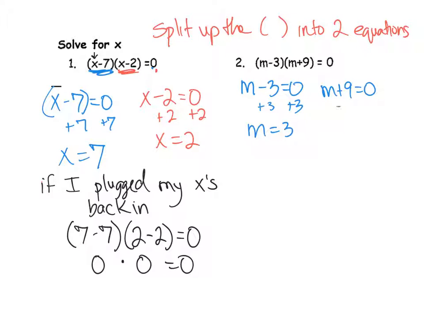So I'm assuming that some of you could actually just do this in your head. You can just look at the parentheses and say, something take away 3 has to be 0. What take away 3 has to be 0? 3 minus 3 is 0. Easy.